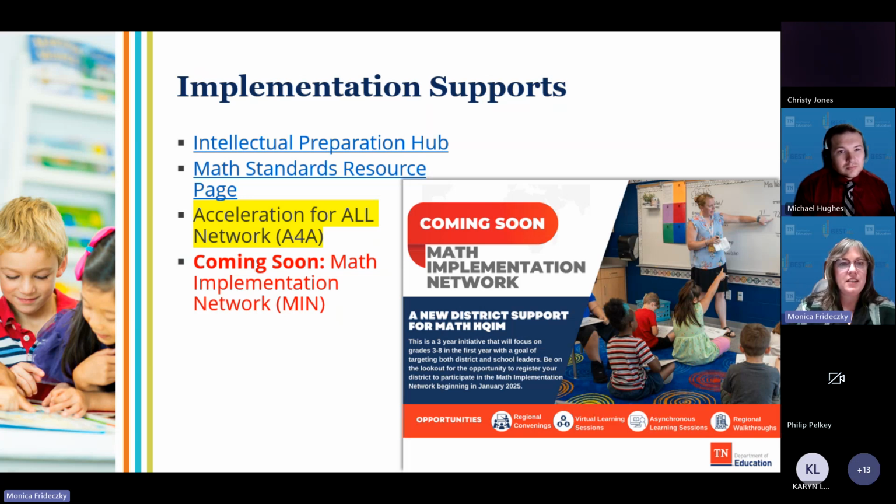But before we finish up, there are some implementation supports that I'd like to share with you. There is an intellectual prep hub on Best for All Central, a place where all of the things that help support implementing good collaborative prep are housed. And then, of course, there's the Math Standards resource page, also on Best for All Central.